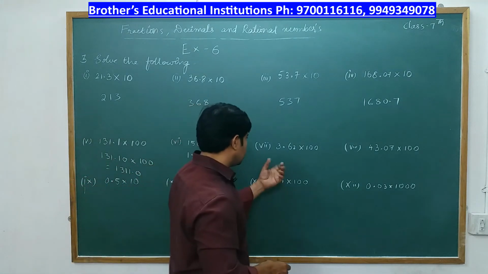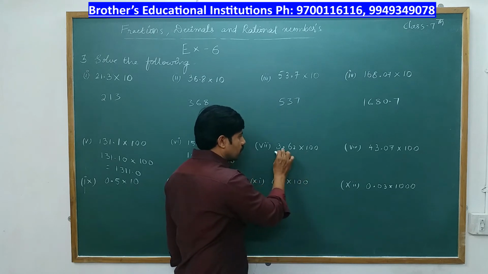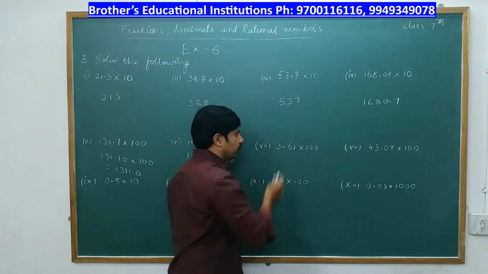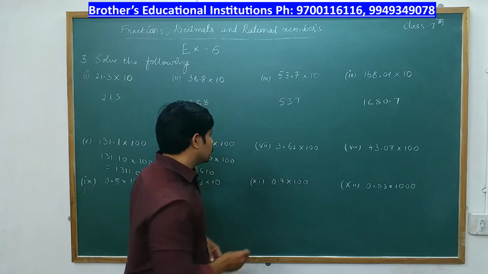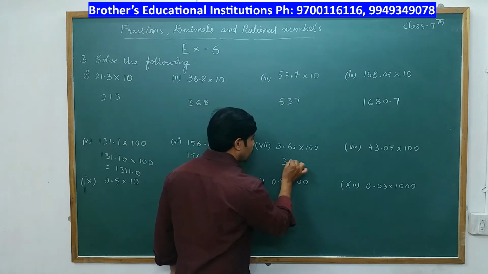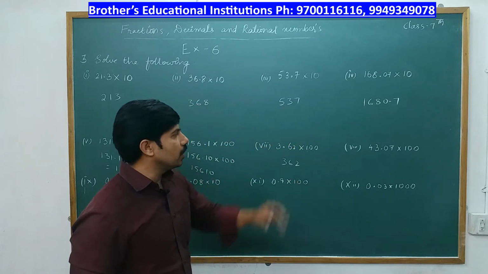So 3.62. We have to multiply with 100. For 100 we have two zeros. So we need to shift the decimal after two digits. So no need to add any zeros. After decimal we have two digits. So this answer will become 362. Okay, this is completed. Now we'll go to the next one.